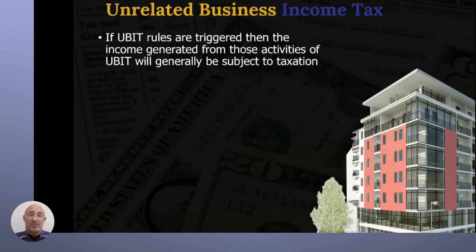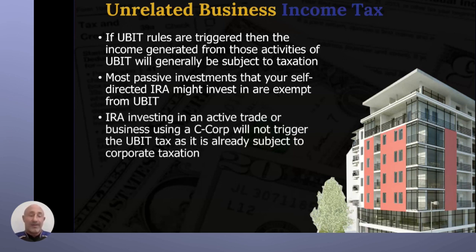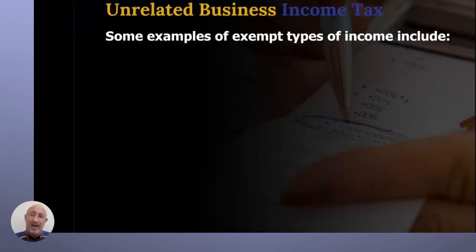If UBIT rules are triggered, then the income generated from those activities of the unrelated business income tax will generally be subject to taxation. Most passive investments that your self-directed IRA might invest in are exempt from UBIT, but not all. An IRA investing in an active trade or business using a C Corp will not trigger the unrelated business income tax, as it is already subject to corporate taxation. Remember, IRAs can't invest in S Corps, but you could invest in a C Corp.